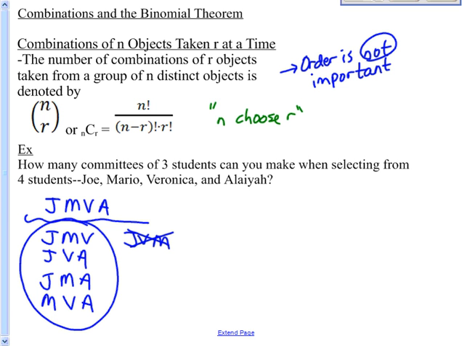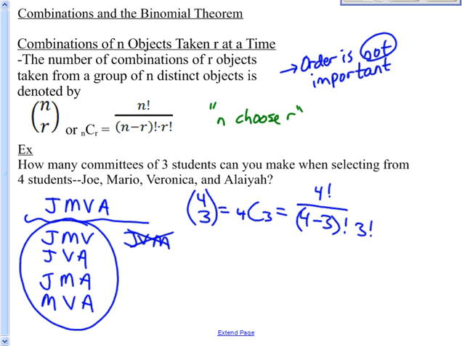So I have four students and I'm choosing three. Four choosing three. Again, order does not matter here. You're just saying, I want three different students each time. So this fits our combination formula. Four students, choosing three at a time, so four choose three. My n is four, my r is three, so n factorial over n minus r factorial, r factorial.